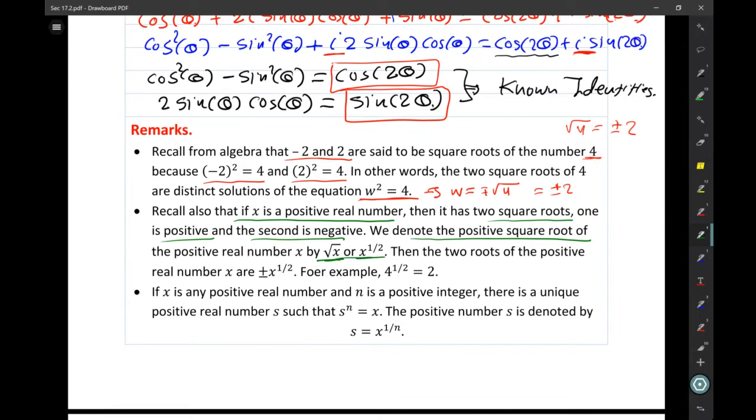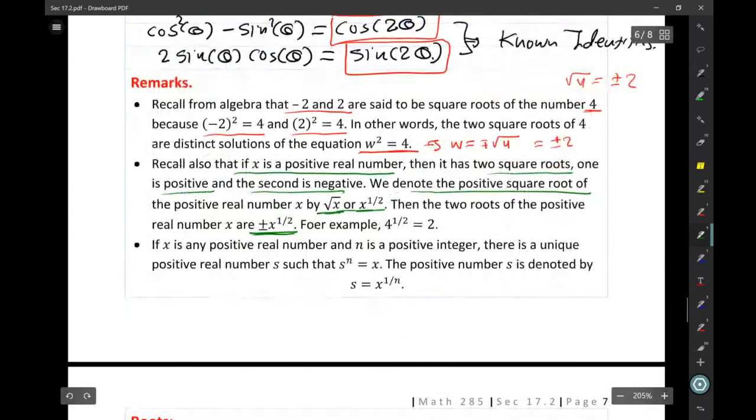Now, if we take two roots, we will have the two roots of any positive real number. It should be positive and negative: positive and negative square root of x. For example, the square root of 4 is equal to 2, but the negative square root of 4 is equal to minus 2.